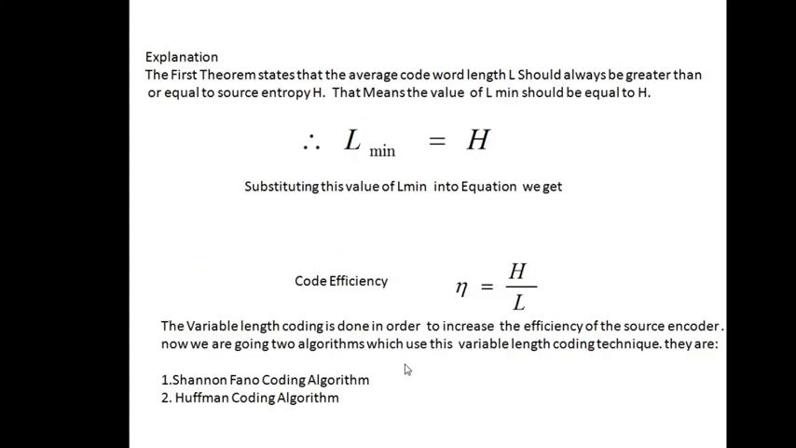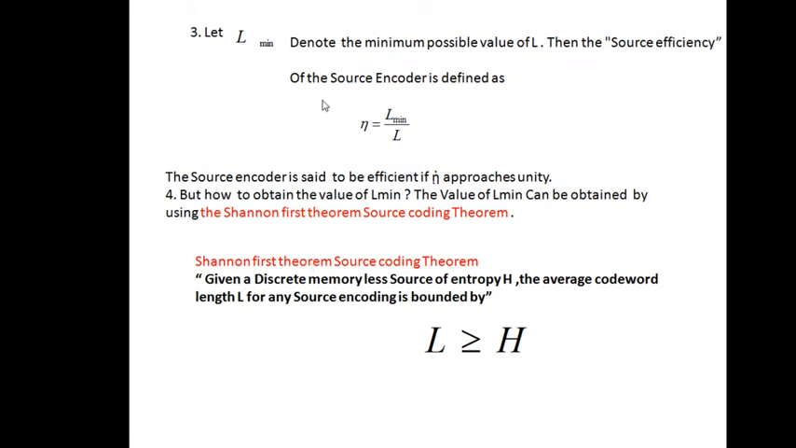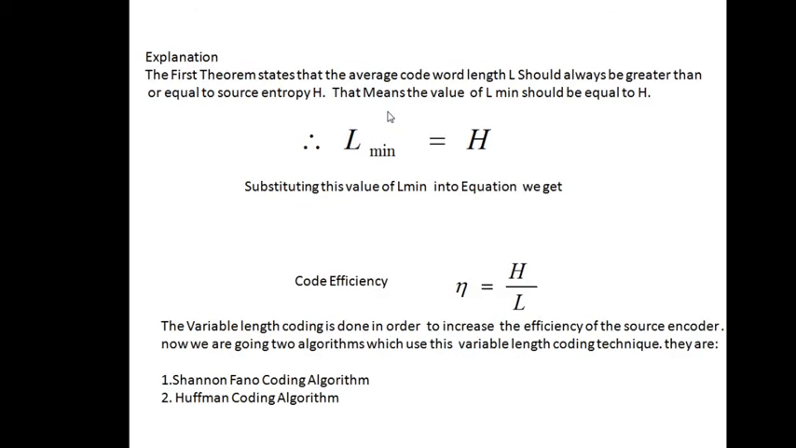So the first theorem states that the average code word length, capital L, should always be greater than or equal to the source entropy H. It means the value of L minimum, the minimum average code word length, is equal to the entropy, the average information. Substituting this value in the source efficiency equation, we get the code efficiency: eta is equal to H by L. This is a very important formula to calculate the efficiency of a source encoder.